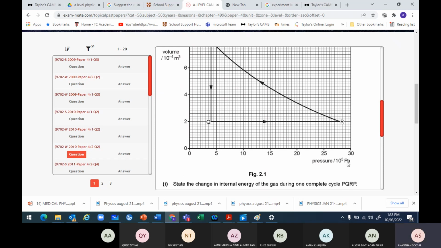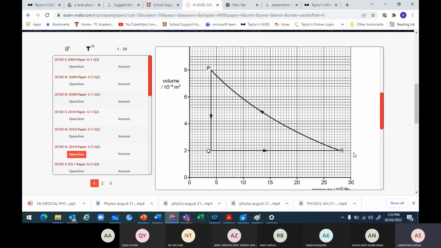Okay, down here pressure is 10 to the power of 5 Pascal. So remember it's 10 to the power of 5 Pascal down here. Okay, fine. Use the graph. Calculate. Fill up the numbers. 5 minutes.